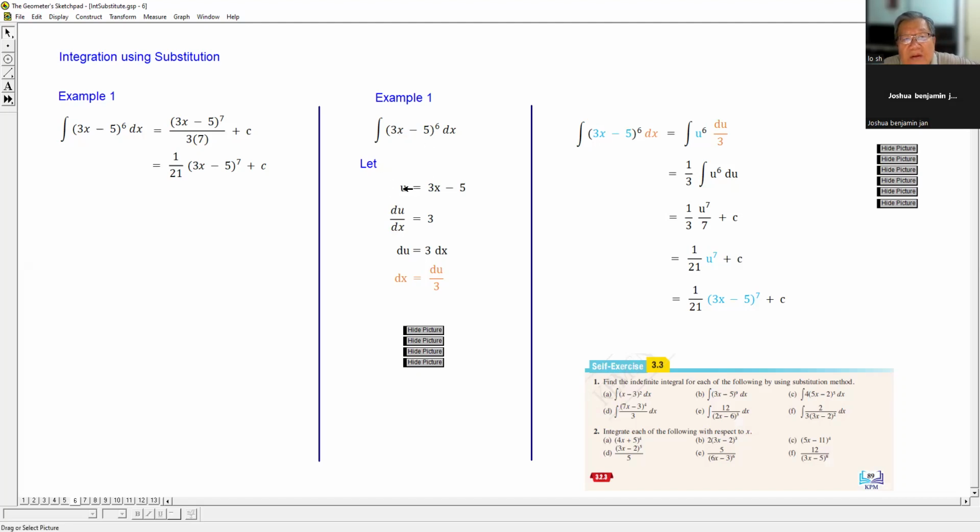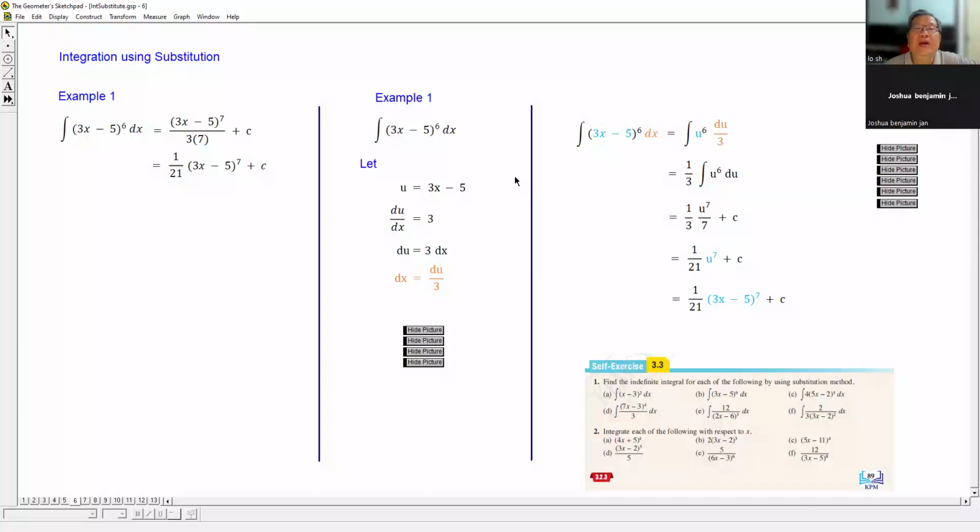So you let u equals to 3x minus 5. You create a new variable called u. Okay? For the substitution method, you have to create a new variable called u. Or you want to call it other letters, never mind. But we usually call it u. Usually using substitution, we call it u. So we let u become the function that is inside the bracket. So inside the bracket is 3x minus 5. So u equals to 3x minus 5. That is the first step.